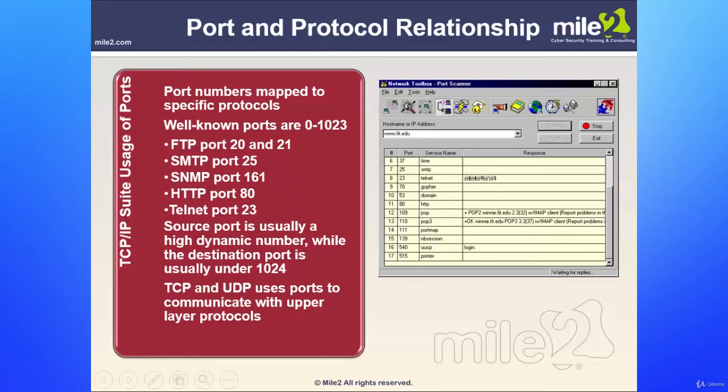port numbers. Okay, so when we're looking into knowing port numbers and so forth, there's going to be a few you need to remember and memorize, because again, this will just assist you with answering some of those questions correctly. Now, port numbers are going to be mapped to specific protocols generally, and these are well-known ports. They're anywhere from 0 to 1023.